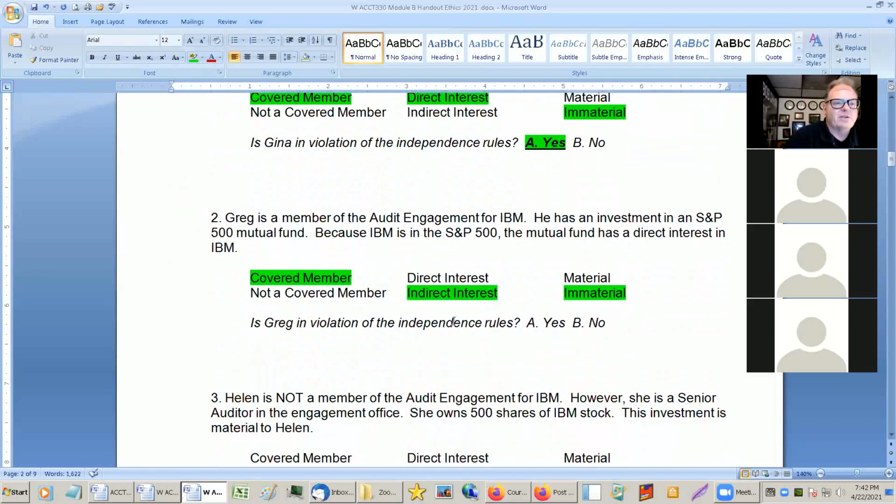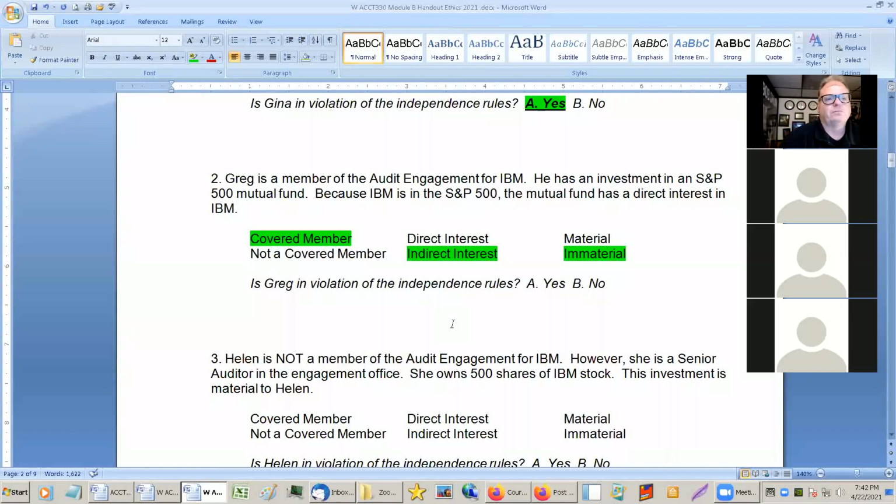So is Greg in violation? No. Nope, you're right. It's not in violation. It's an indirect interest and it's immaterial.